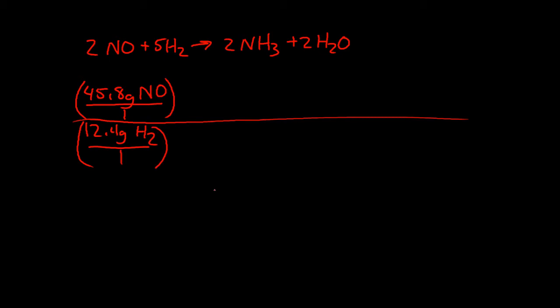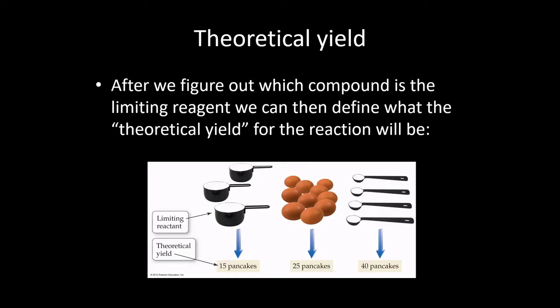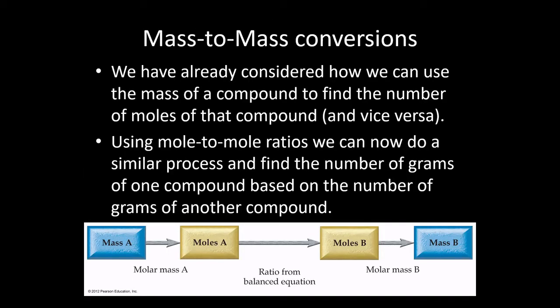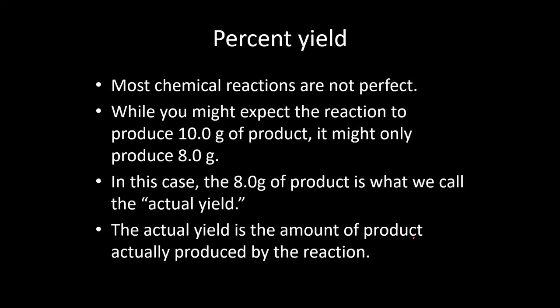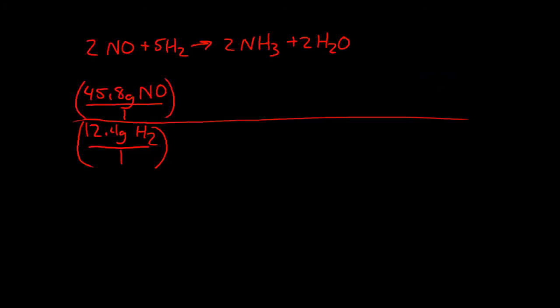If all of them react, how much product is made? And whichever one makes less, that is the maximum amount of the product that can be made. To do this, we are going to use our handy 3-step process from back here, going from the mass of one thing to the mass of something else. So we're going to do mass to moles, use the balanced chemical equation to go from moles of one thing to moles of something else, and then use the molar mass to find the mass in grams. So let's do that. And we're going to do that for both of the reactants.